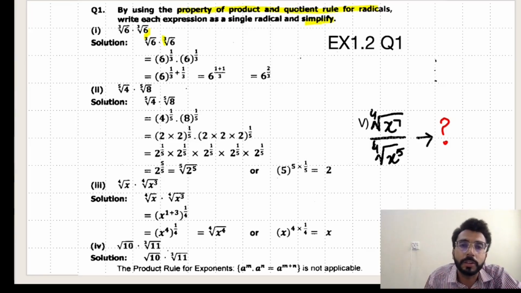You can write in the cube root form, 1 by 3. Okay, simple. Both have the same base, 6 and 6. When their bases are the same, it's called the product rule. The powers or exponents will add up. Here the powers and exponents will add: 1 by 3 plus 1 by 3. Simple. We solve it and get the answer.